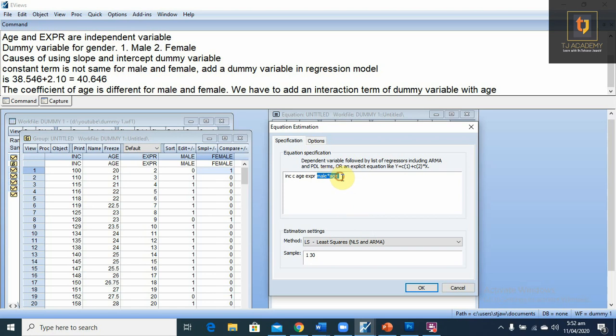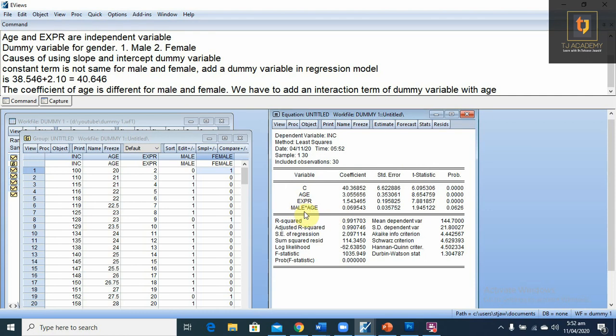In this case, we assumed that constant term is same for both, but the coefficient of age is not the same. So we are going to test it. Then okay. So in this case, 0.069 is the coefficient of interaction term, and it is significant at 10%.